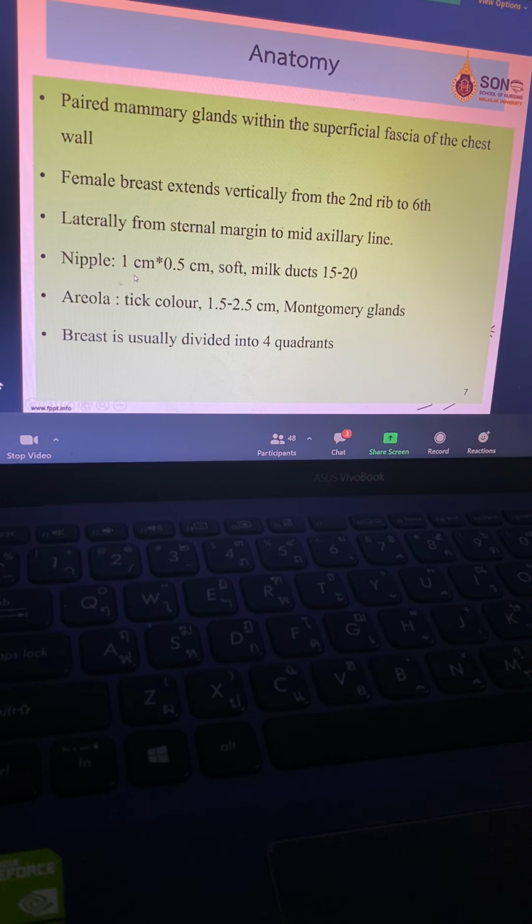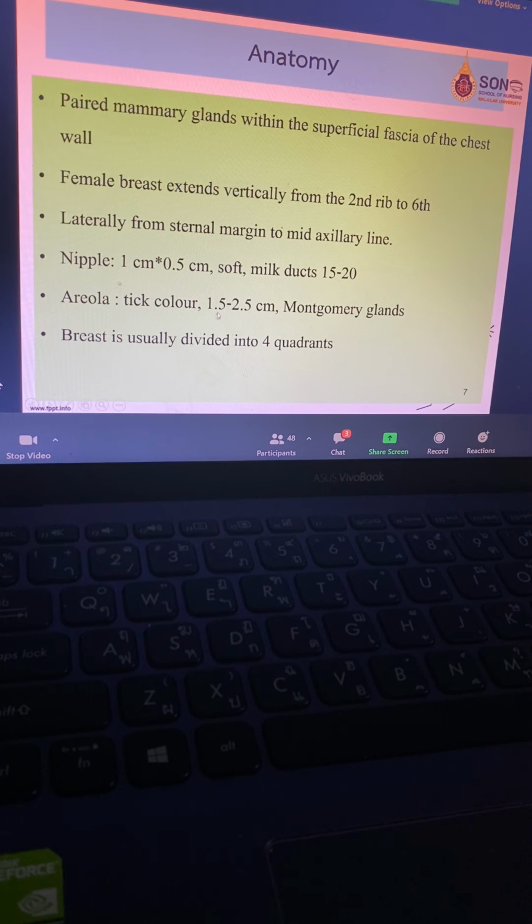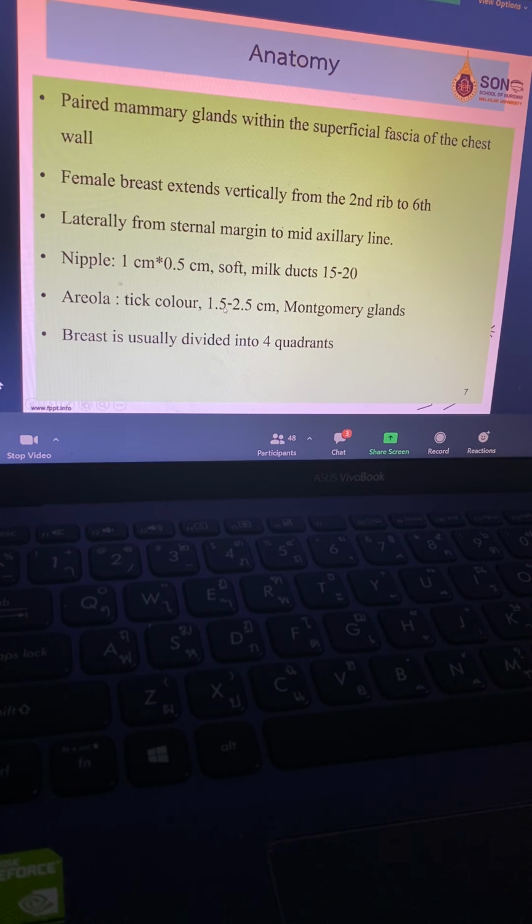The normal nipple is about 1 centimeter long and around half a centimeter, soft, and there are about 15 to 20 milk ducts. The areola is around 1.5 to 2.5 centimeters. Montgomery glands you can see. The breast is usually divided into quadrants.